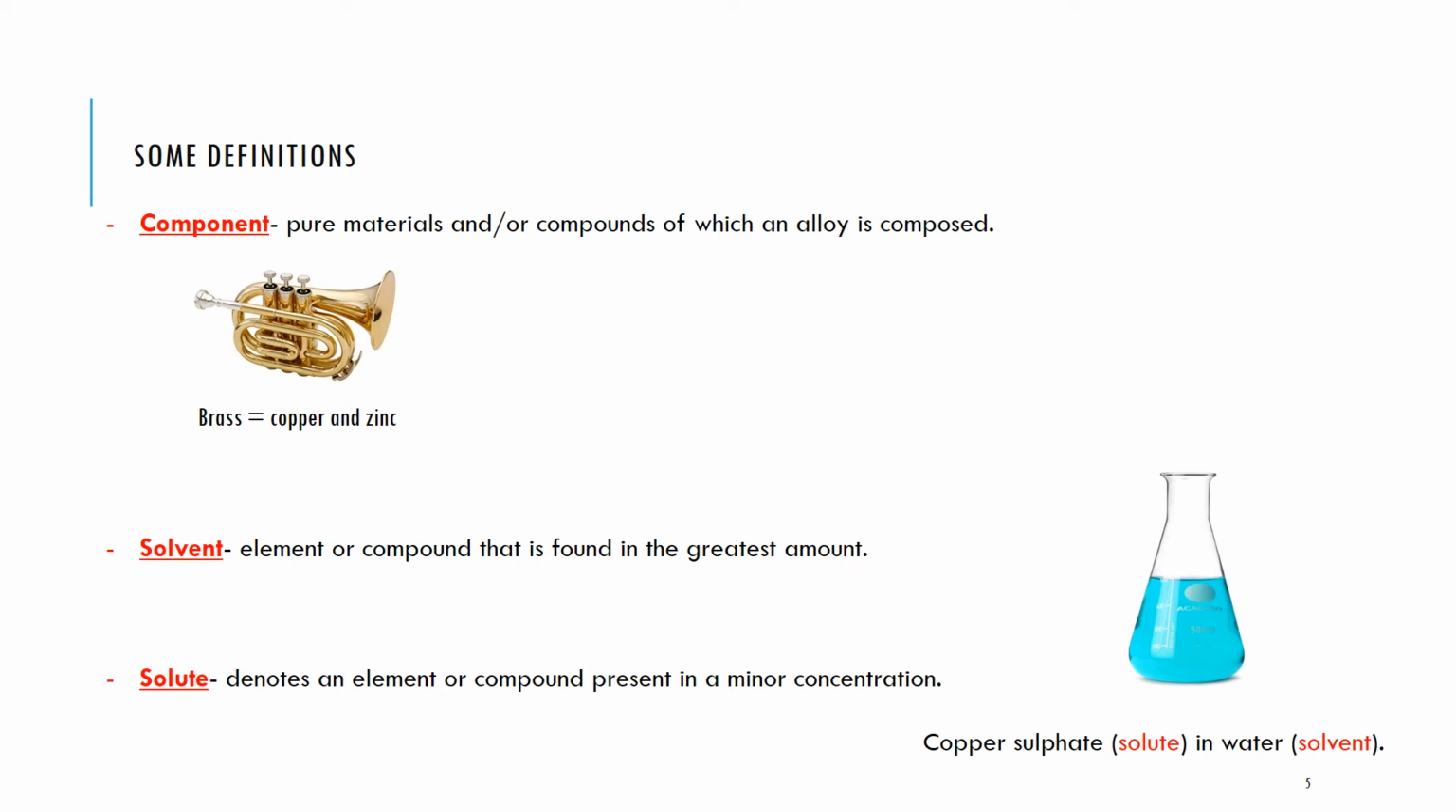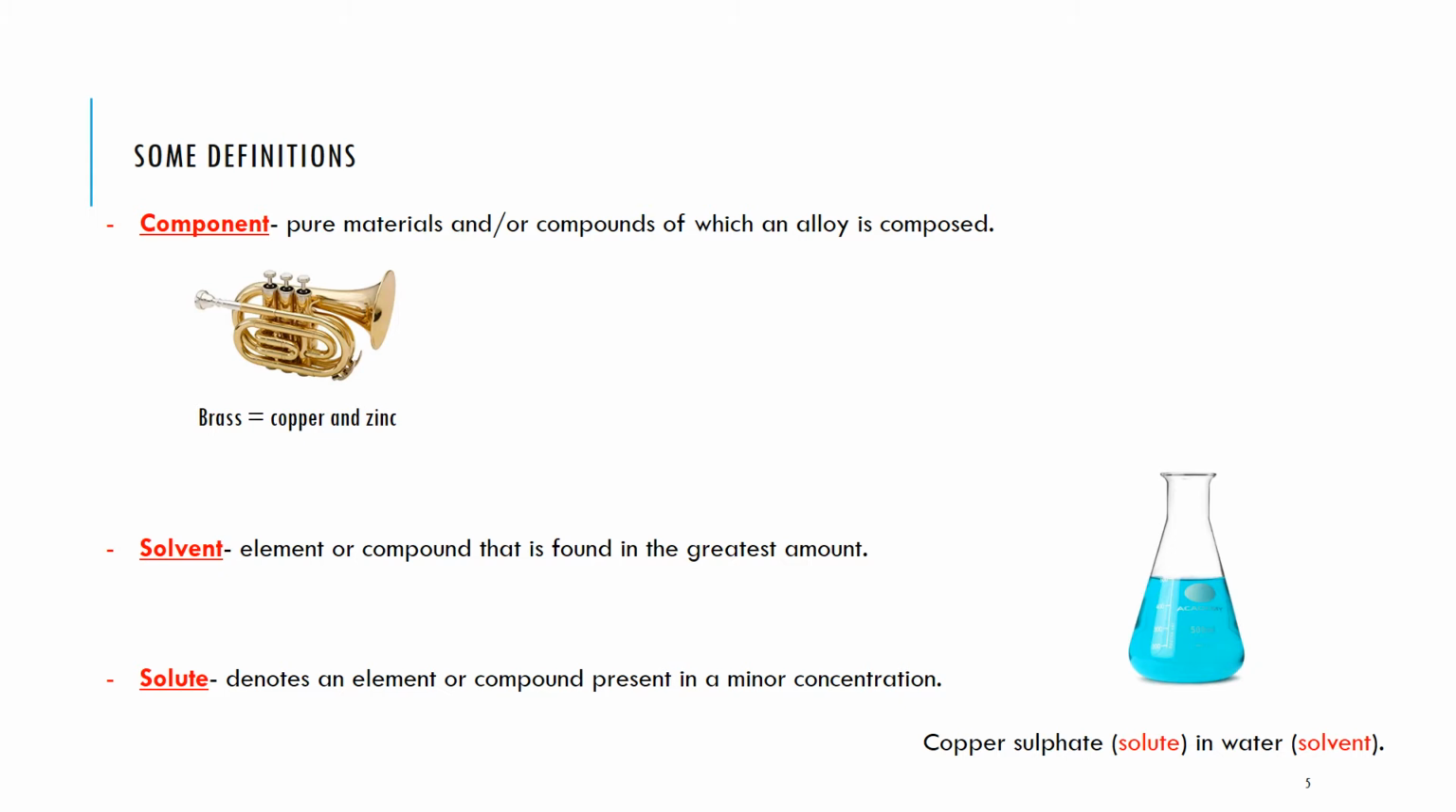Before we move on to looking at the phase diagrams, let's think about some definitions that are going to help us to understand what these phase diagrams mean. The first is to cover the idea of a component. These are the pure materials or compounds of which the alloy is composed.